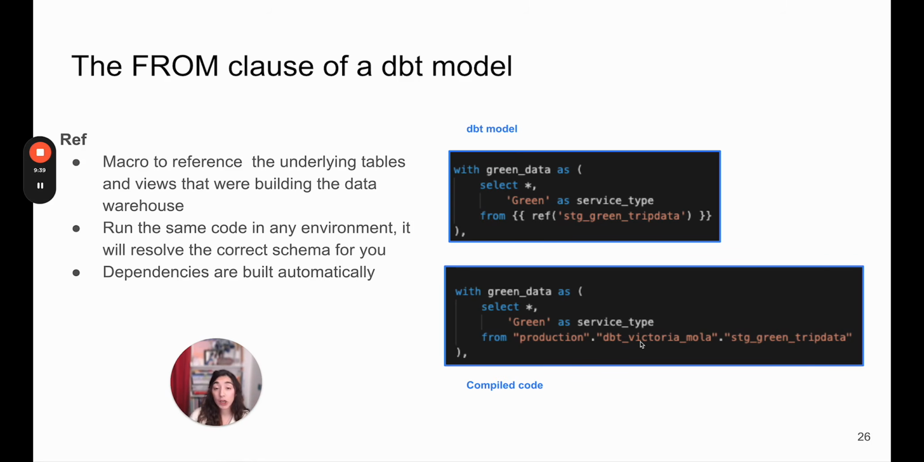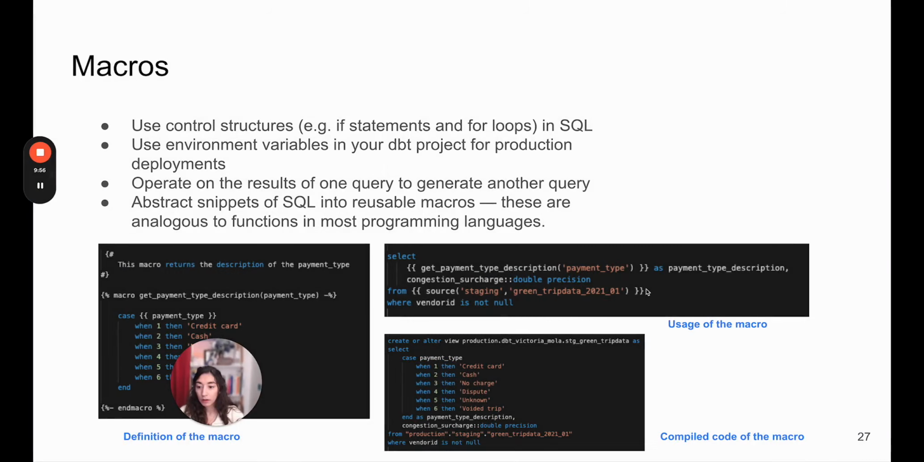This ref is also going to bring us a second benefit, which means it's going to build the dependencies automatically, because now it knows that the second dbt model depends on the station green trip data, and that is going to help us a lot along the development.